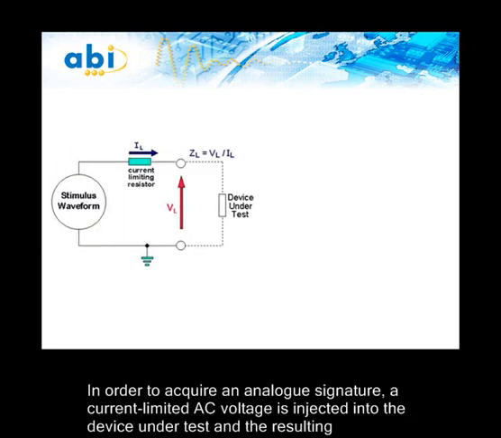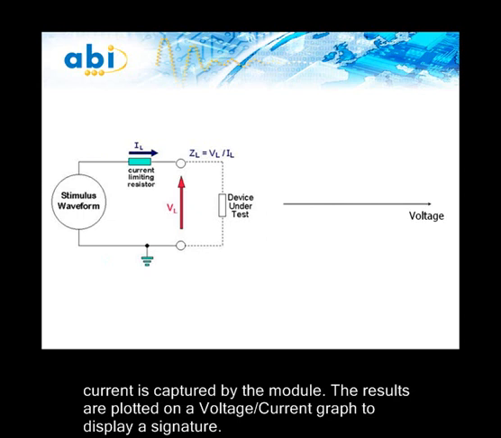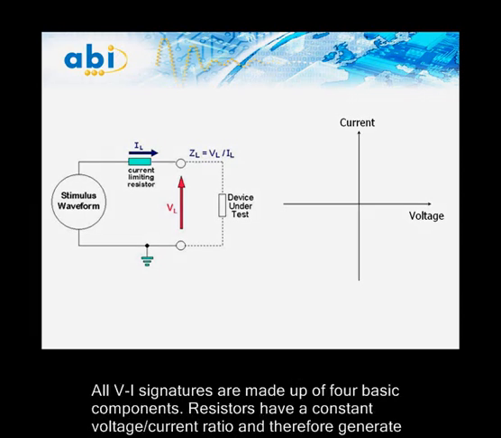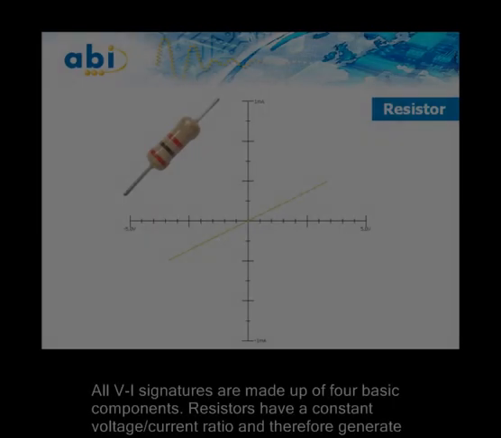In order to acquire an analog signature, a current-limited AC voltage is injected into the device under test and the resulting current is captured by the module. The results are plotted on a voltage-current graph to display a signature. Note that it is not necessary to understand the principles of VI acquisition to use this technique for fault finding. All VI signatures are made up of 4 basic components.